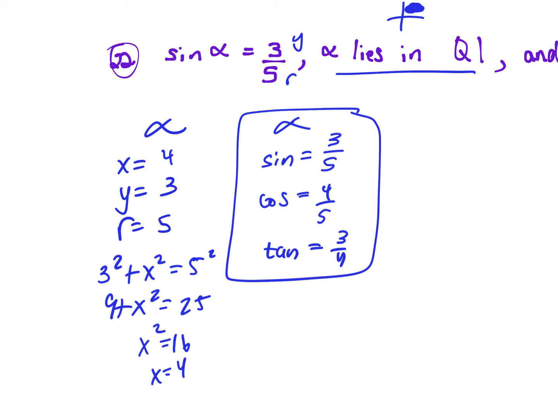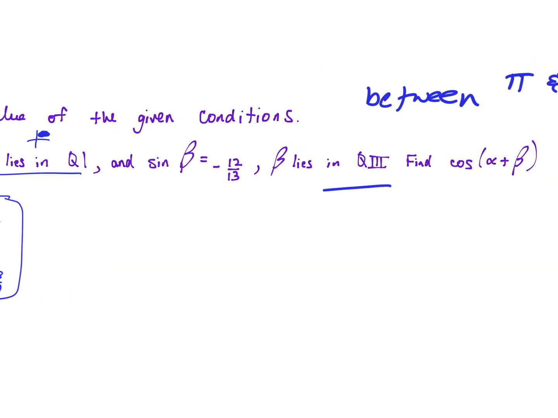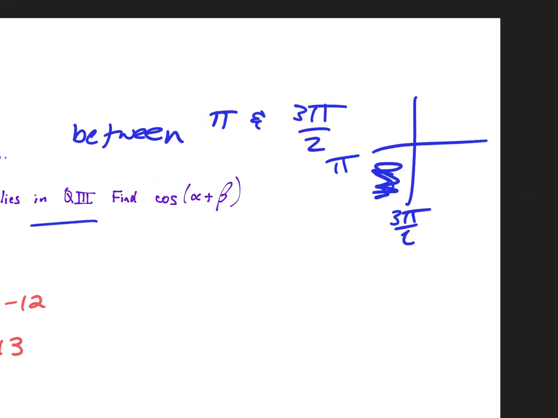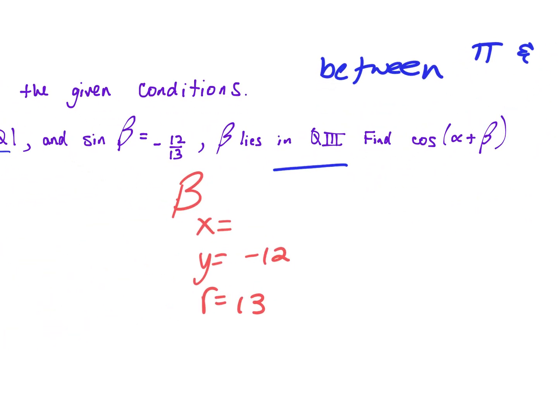Now I'm going to do the exact same thing over here for my beta. Again, you can name it whatever you want. All right, I have x, I have y, and I have r. We just talked about this. If they tell me that the sine is negative 12 over 13, they told me that this is negative 12, and they told me this is 13. How do I know r is not negative? Because r is always positive. Now, they told me that this angle lies in quadrant 3. It's between pi and 3 pi over 2. What do you know about the x values and the y values in the third quadrant? They're both negative, so you know that your x value has to be negative.